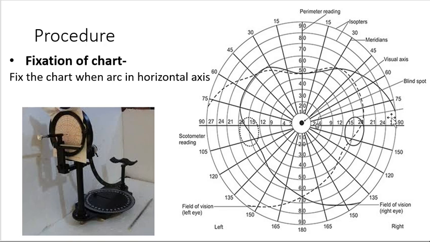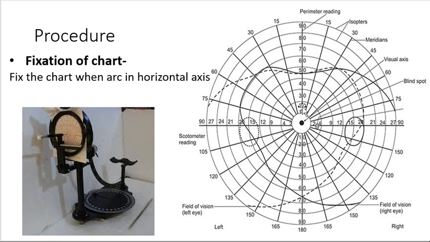Now we have to open this screw and this screw. Opening the two screws will open this frame and we can fix the chart. Now just focus on the chart, how it looks. This is the fixation point. This corresponds to the fixation point, and you can see there are 10 to 90-degree meridians shown. In one meridian there is 10 to 90 degrees.